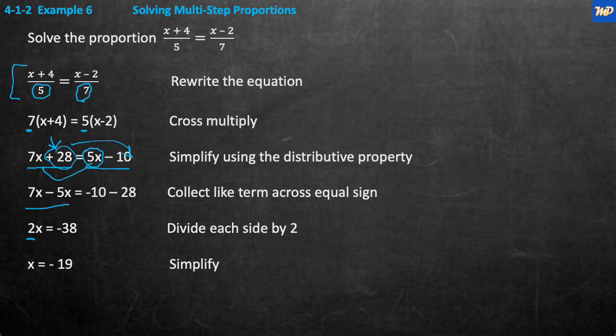Now we have to undo the multiplication with the x, our variable, and we're going to do that by division. We'll divide both sides by 2, and when we do that, we're going to get x equals negative 19. Negative 38 divided by 2 is negative 19.